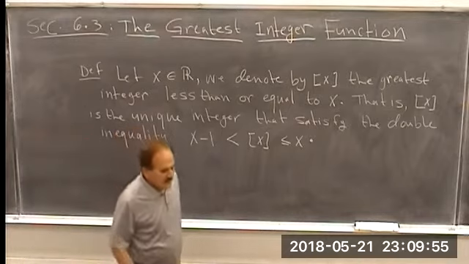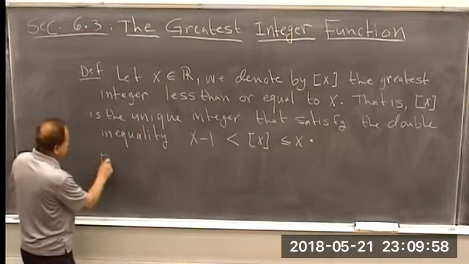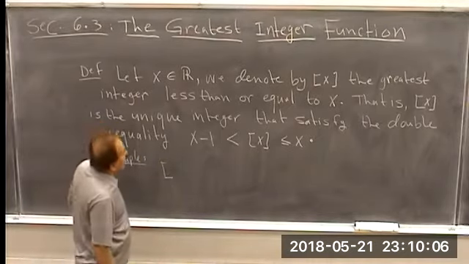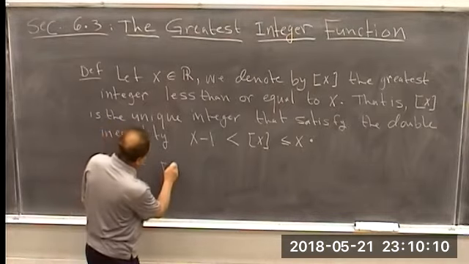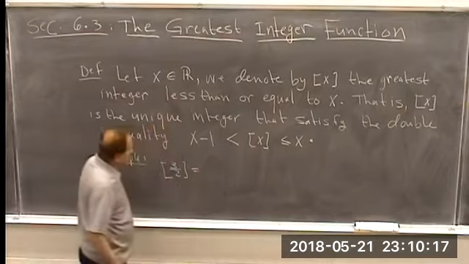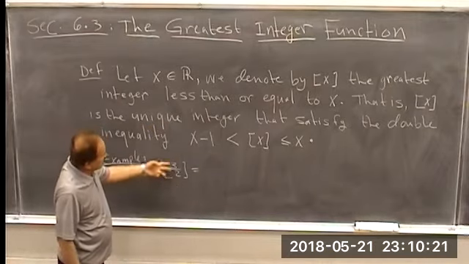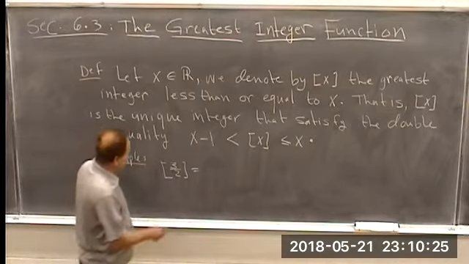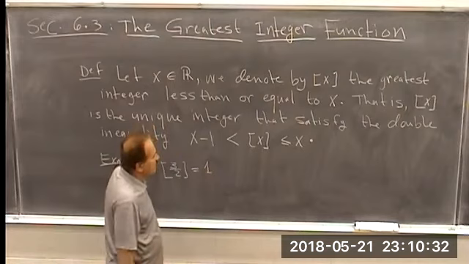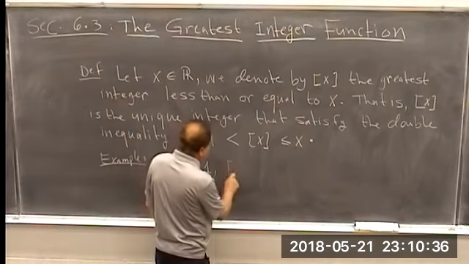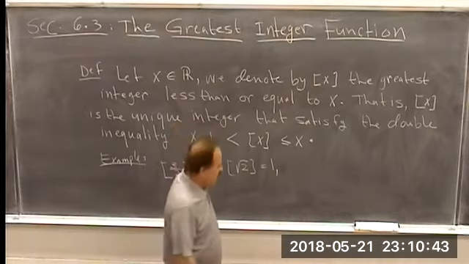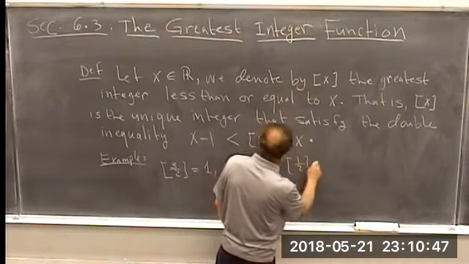All right. Now let's look at some examples. Again, this function is defined for any real number. In particular, we could take a rational number, 3/2. The bracket of this is the largest integer less than 3/2. There's only one such integer, and that is going to be equal to 1. If we look at the square root of 2, which is 1 point something, this is equal to 1. Then we look at 1/2, for example, this is equal to 0.